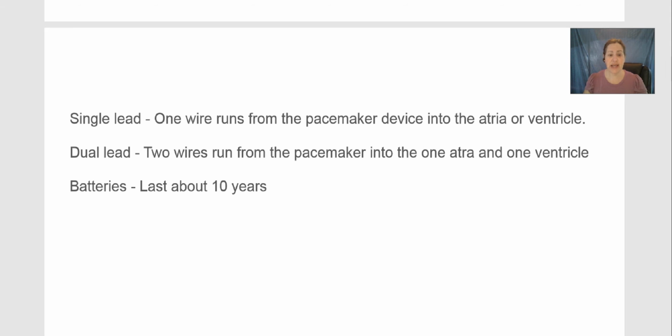The single lead does run from the pacemaker or the battery into the atria or the ventricle, depending on what the patient needs. If you have a dual lead, we're running into one atria and one ventricle. I'm sorry, there's a typo there on atria that bugs the heck out of me, so my apologies.